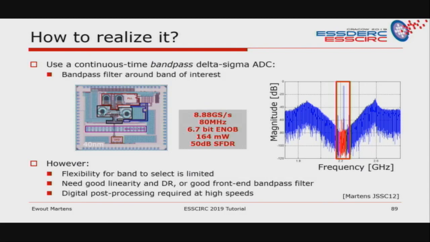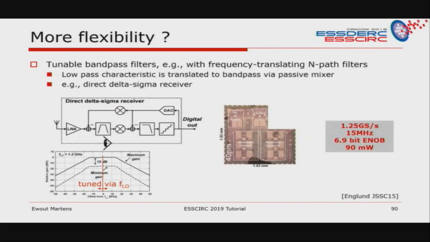But, well, you need a bandpass filter. Bandpass filters are, in general, if they are made with LC filters, not area friendly. And also you need, of course, to get data out at almost 9 giga-samples, you need to process the data at 9 giga-samples. So if you want a bit more flexibility in whatever band you want to convert, you can replace the LC filter with some alternatives. Again, frequency translating N-path filters can be used for that. That has been done in this example, and you end up then with a complete direct delta sigma ADC converter.